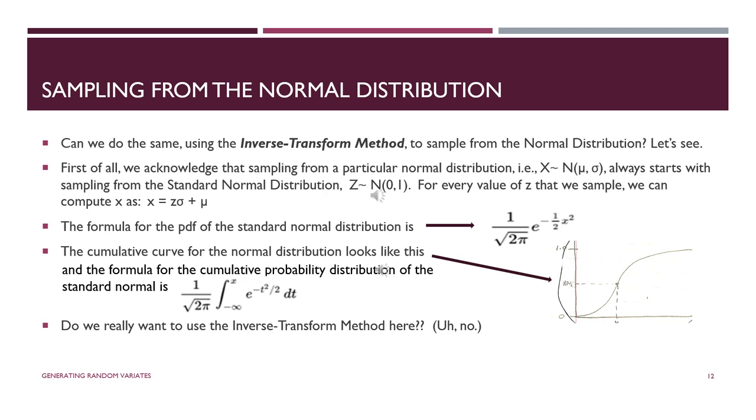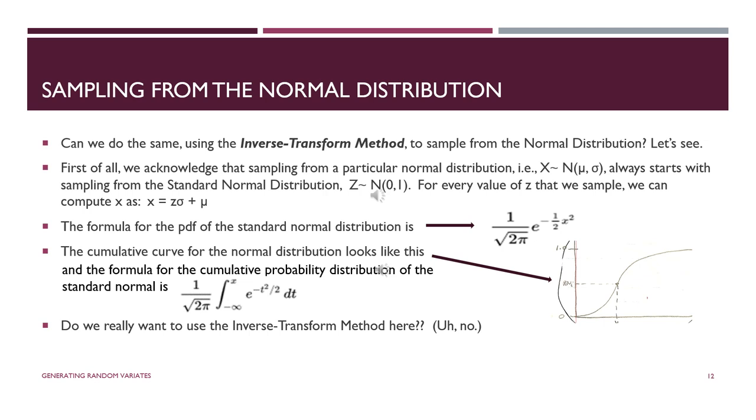The probability density function for the standard normal distribution is given in the middle of the slide. It's rather complicated, but it's not that terrible. It's 1 over the square root of 2 pi times e raised to a power of negative 1/2 times x squared. The formula for the cumulative probability distribution of the standard normal is a little bit more complicated and not something we would really want to work with algebraically to solve for x. In fact, it's pretty frightening.